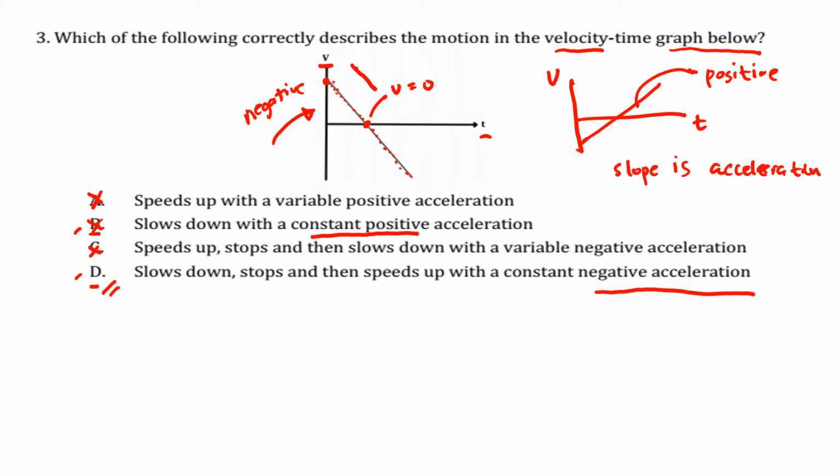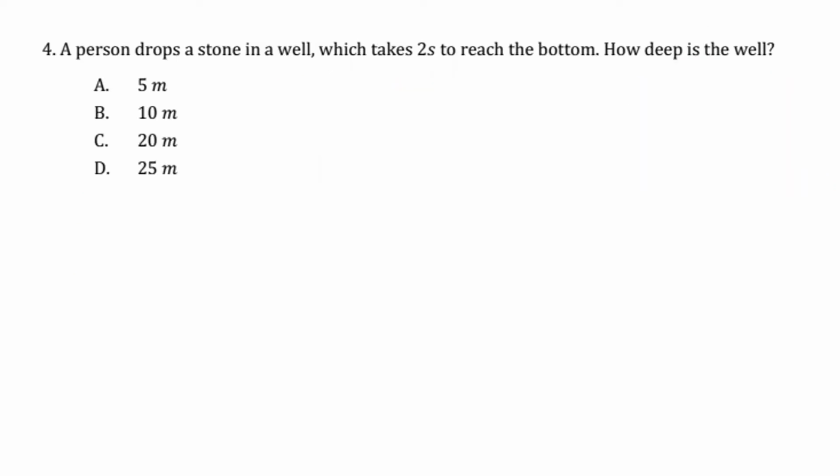So it slows down at this point, becomes 0, then speeds up with a constant negative acceleration. Here the object's velocity is negative, therefore it's moving in a different direction. So the correct answer in this case is letter D. It slows down, stops here, and speeds up with a constant negative acceleration.